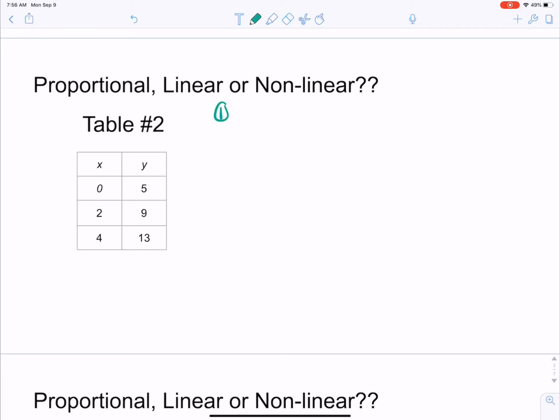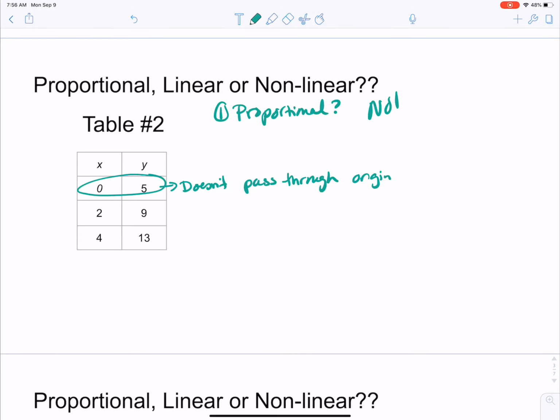if my first question is, is it proportional? Well, if I look at this first point, 0, 5, that answers my question, actually, because to be proportional, you have to be linear, and you have to pass through the origin, and the origin is 0, 0, so this tells us that it doesn't pass through the origin. And if it doesn't pass through the origin, it is not proportional. Okay? Well, if it's not proportional, then it could still be a straight line. It could just be a straight line that doesn't go through the origin, or it could be nonlinear. So the only thing that we know so far is it's not proportional.